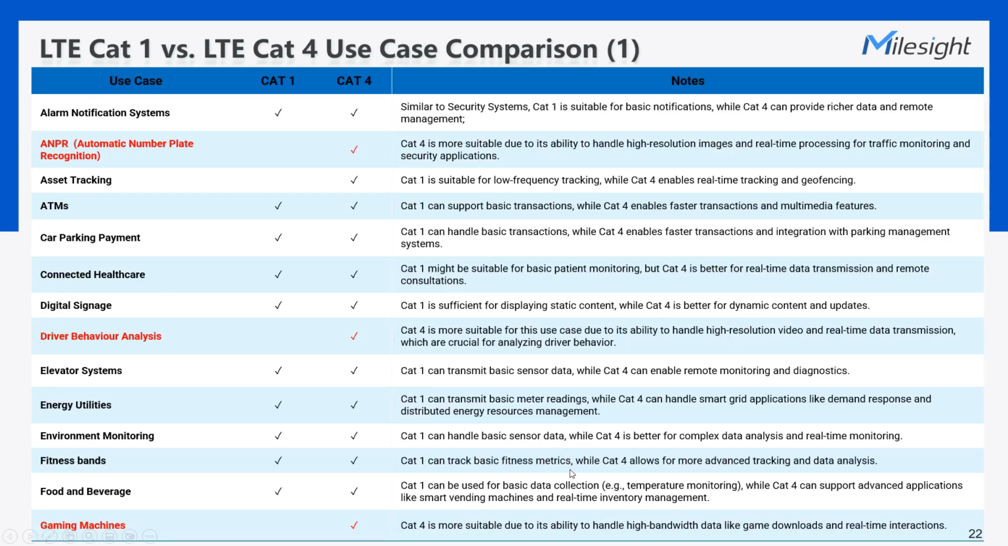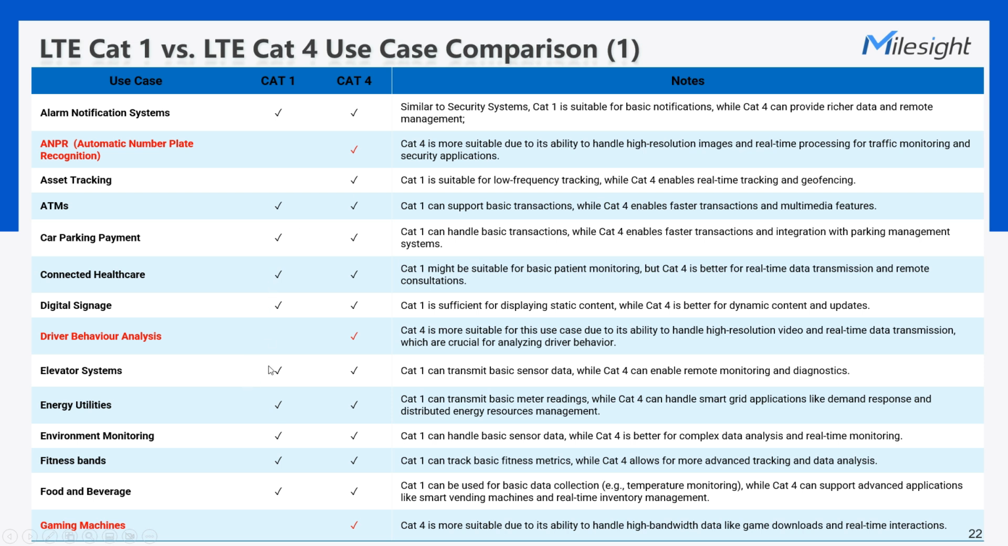Looking at these use case scenarios, here's the general rule of thumb. In most situations, Cat 1 is your workhorse for handling basic, low-frequency data exchanges. It's reliable and cost-effective for that. Cat 4, on the other hand, enables faster, real-time response and can handle more complex tasks like remote, heavy-duty data analysis.